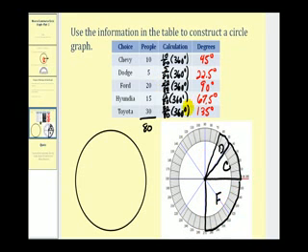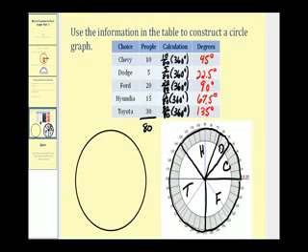The last two categories are 135 degrees and 67.5 degrees. I'm going to go ahead and mark off 135 degrees. I know from here to here would be 180. And 180 minus 45 would be 135. So this sector here would be 135 degrees. This is for the Toyotas. And that leaves this last category here, which is 67.5 degrees for the Hyundai.